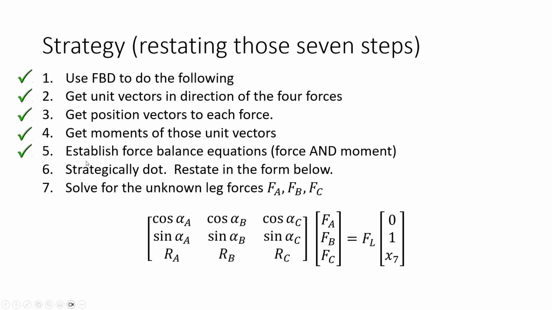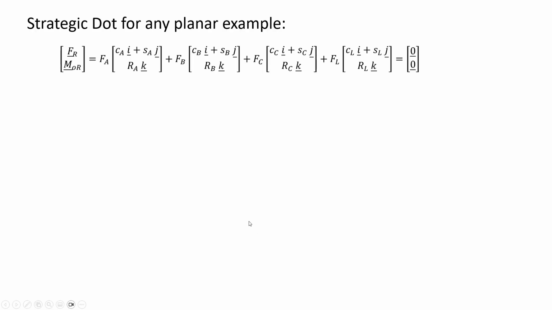Okay, so we're finished with the first 5. Now we're going to figure out how to get a strategic dot and get it in. We want to get towards this form here, something of that nature, so we can solve for unknown leg forces. All right, so we go back to that symbolic equation we had last. Then we can think about doing the resultant, which is going to be the first vector, top vector. Do a resultant dot with i. So when we do that, we're going to get this equation.